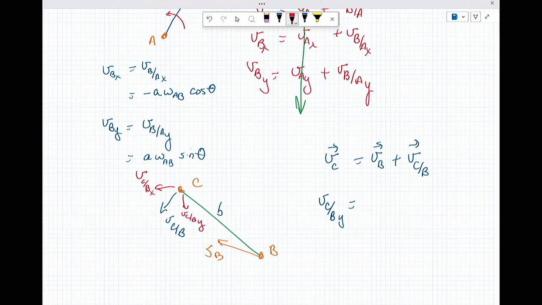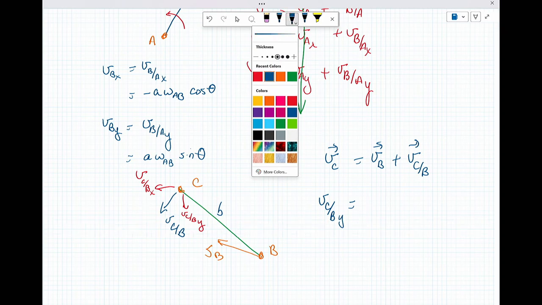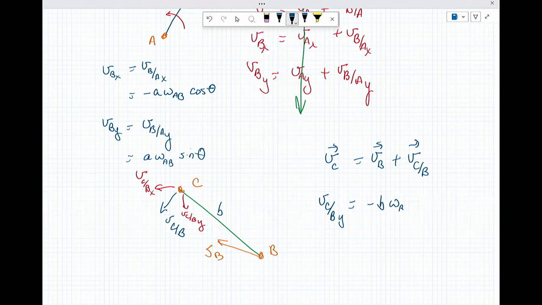you get that the velocity at point C with respect to B has to be normal to the link. And so this velocity at point C has to be normal to here. So you got a y direction down and a negative VCBX. So putting all this together, you end up with minus B omega BC sine of phi, VCBX equals minus B omega BC cos of phi.